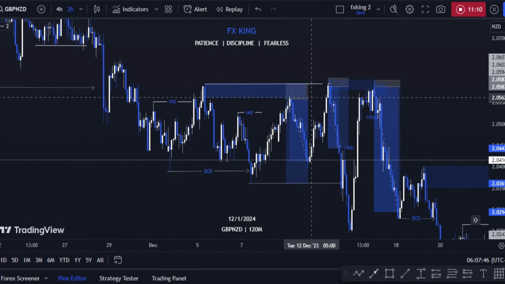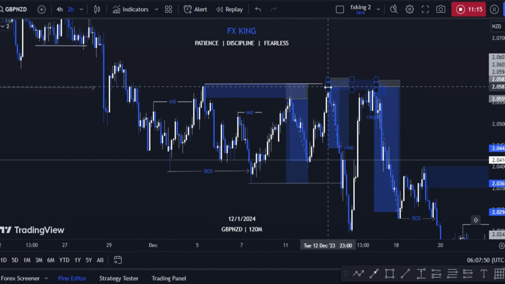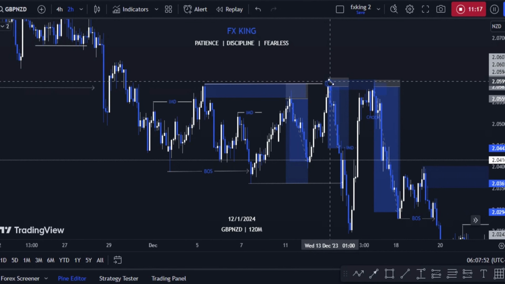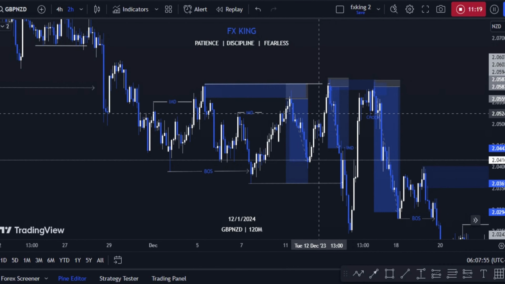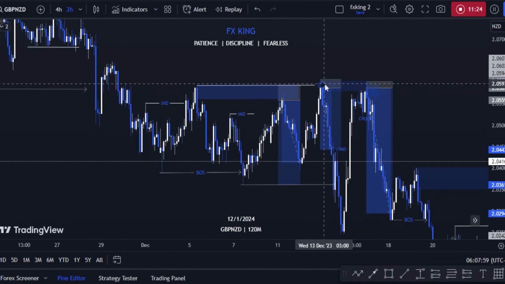we took out some partials, right? And price pushed above this zone. When it pushed above this zone, what happened? The price just wicked above the zone, creating a single candlestick on that block. So that is how we came about this entry here.